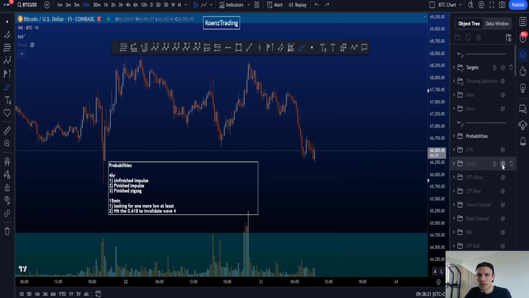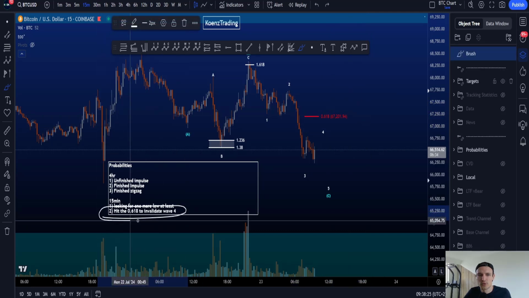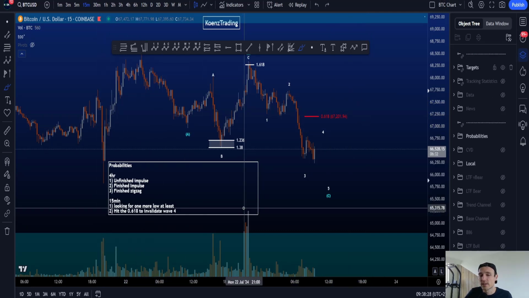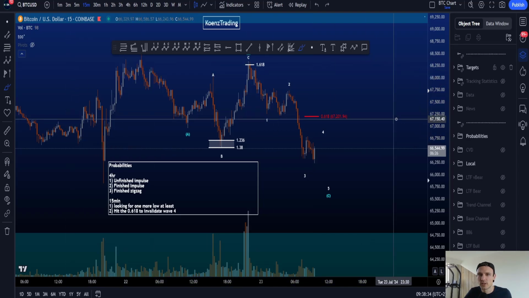Of course, we keep an eye on the 0.618 because that is on the number 2 spot here. Hitting that 0.618 invalidates a wave 4 and increases the probabilities for a bit of a move to the upside and to continue this range.